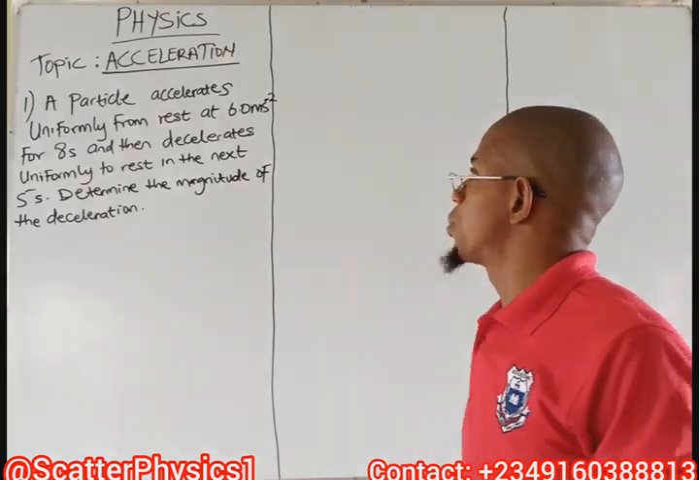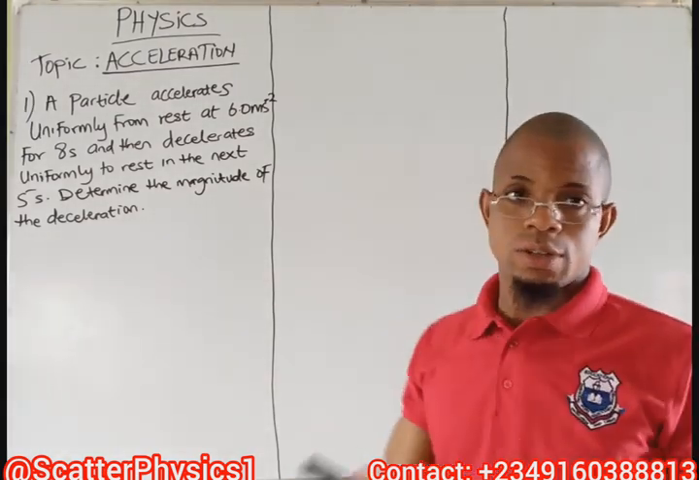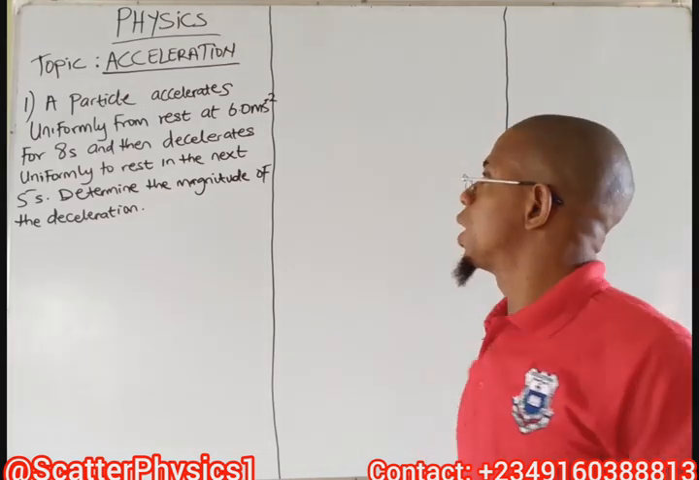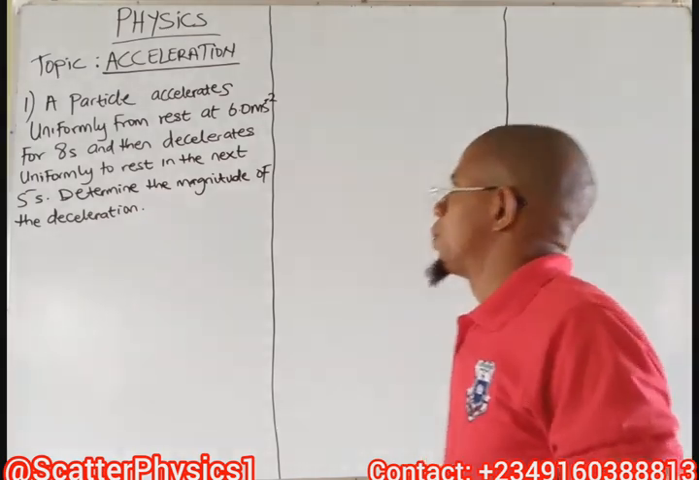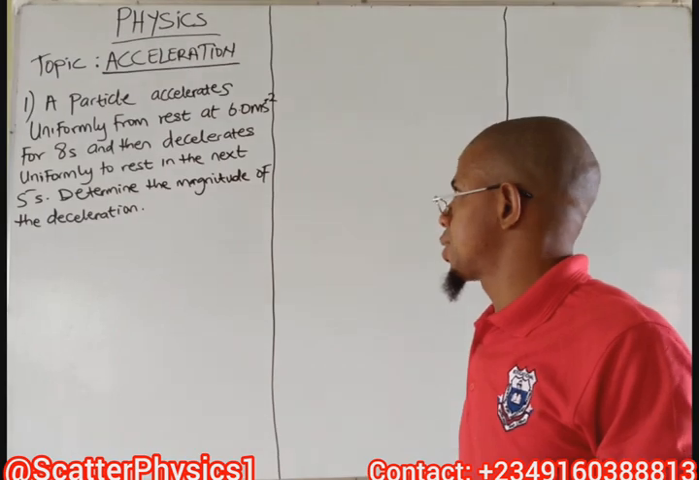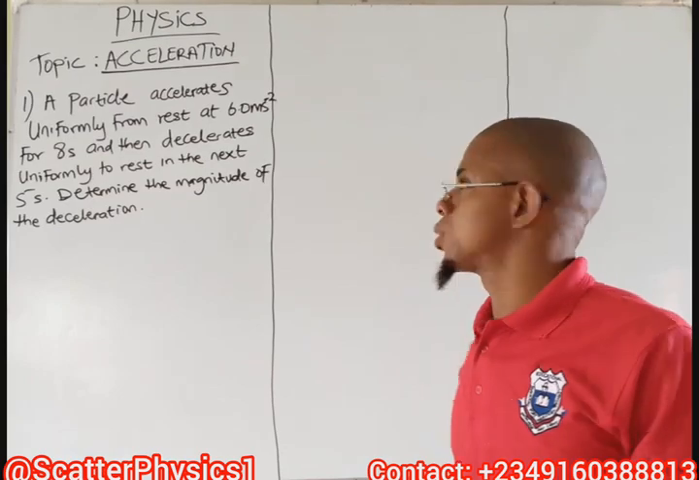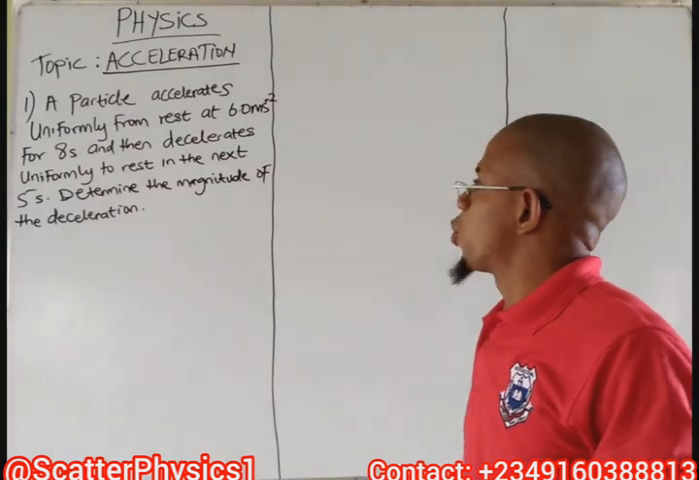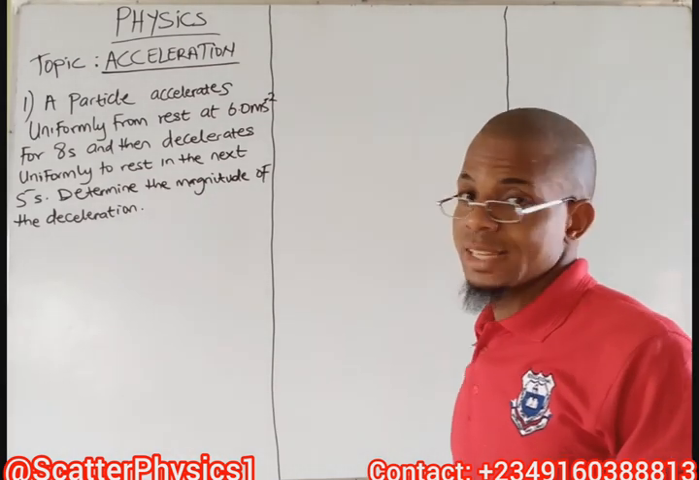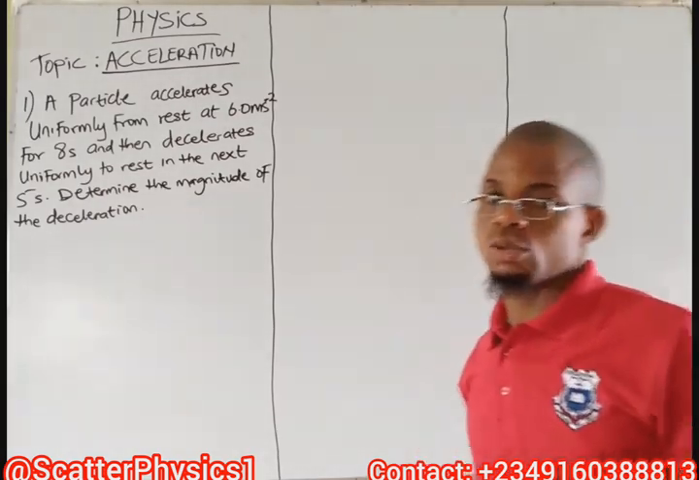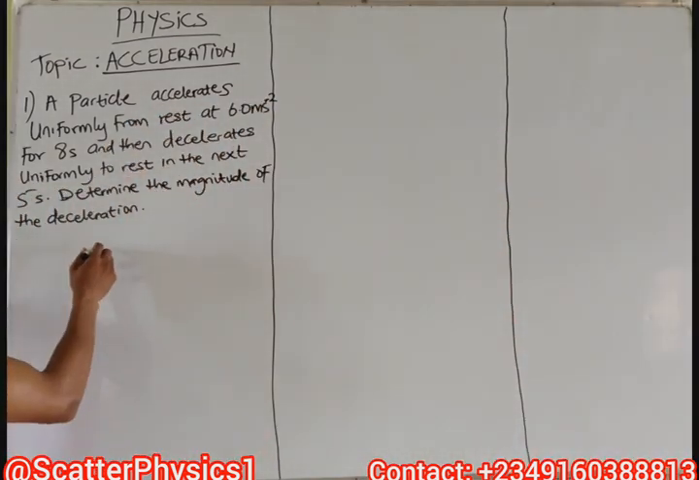So, if you look on the board, you will see that we are into a new topic. We just finished velocity, the question in velocity, and we are into acceleration. Yes, and this is our number one question. It says, a particle accelerates uniformly from rest at 6.0 m/s², for 8 seconds, and then decelerates uniformly to rest in the next 5 seconds. Determine the magnitude of the deceleration.